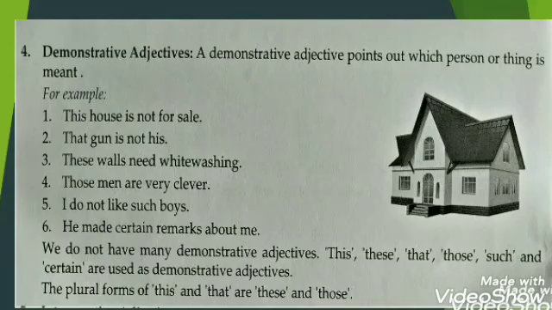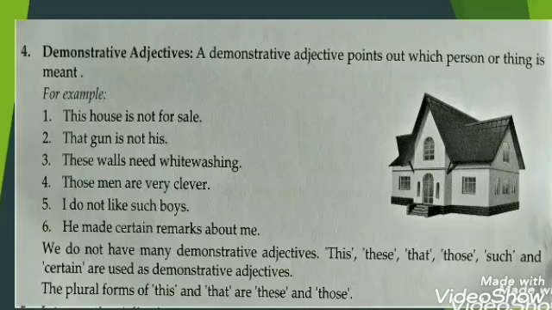Let's come to another one, third one. These walls need whitewashing. Here we have the word walls as your noun, and here the noun is plural. Since the noun is plural, we need to add the word which can support it correctly. Like if I use this walls, do you think it is sounding correct? No, this is grammatically wrong because we need to have the plural beginning as well. So we will use the demonstrative adjective as these walls need whitewashing.